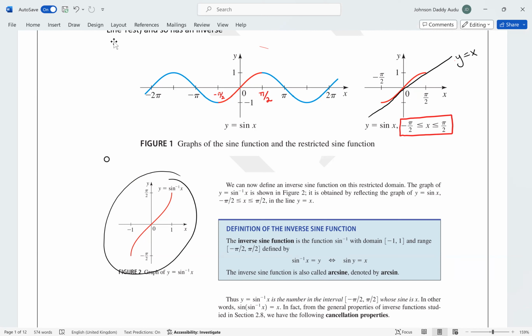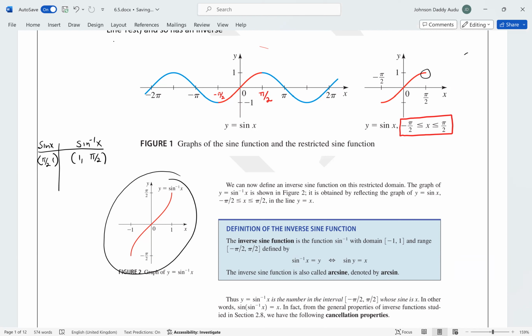Or we can take points. Another way to look at them is to take some points. If you take some point, for example, this is a point on the graph of f, which means that x is pi over 2 and y is 1, right? Now, this is on the graph of sine x. On the graph of sine inverse of x, it's going to be 1, pi over 2. And that is what you can see here.